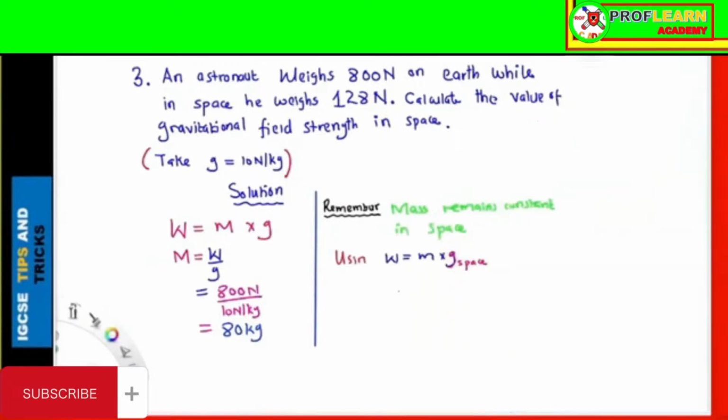Then we shall use the formula weight equals mass times gravitational field strength, and that is the gravitational field strength in space. Then we substitute what we have here. The weight was 128 Newton, so 128 Newton equals the mass, which is 80, times G. This gives us 128 equals 80 G, and our answer is 1.6 Newton per kilogram, which is the gravitational field strength in space.